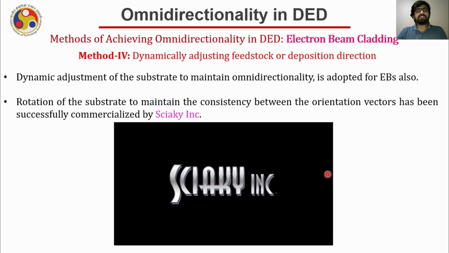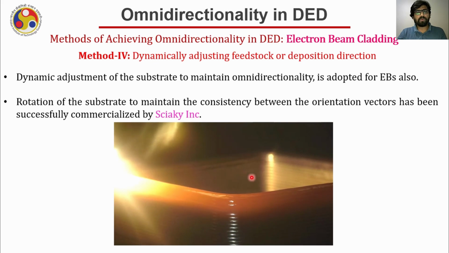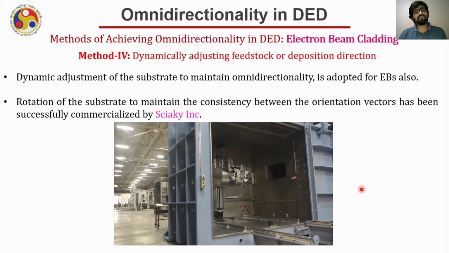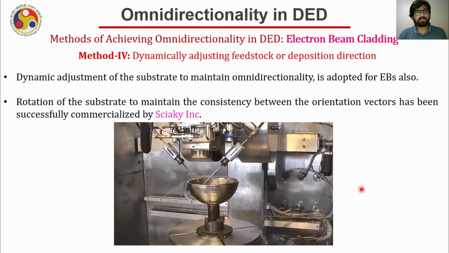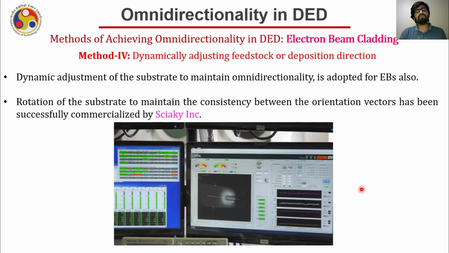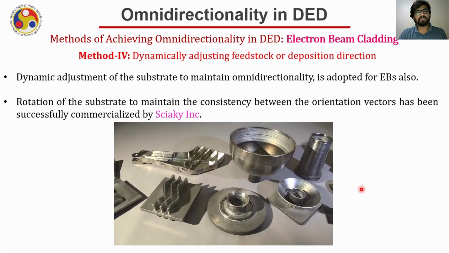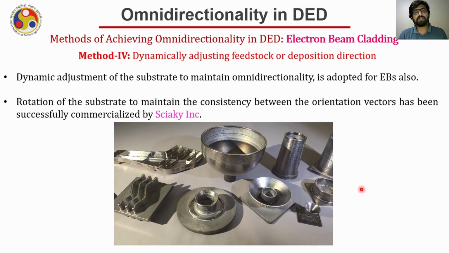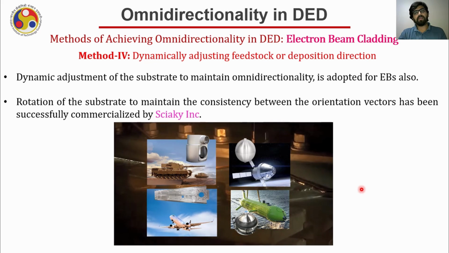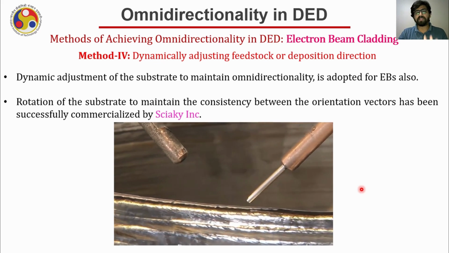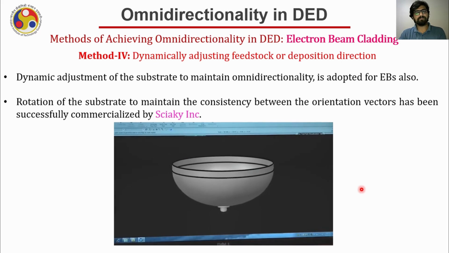You can also dynamically adjust the feedstock or deposition direction, like Sciaky does. As you can see here, there is a component which is rotating, and the rotation of this component is mainly to achieve omnidirectionality in the process. In this case, the wire is fed from the side and the beam is creating a melt pool. A rotary table is typically used to rotate the part in such a way that a particular type of feeding mechanism can remain consistently maintained. It could be front feeding, back feeding or side feeding, but one type of feeding which is preferable is always maintained.